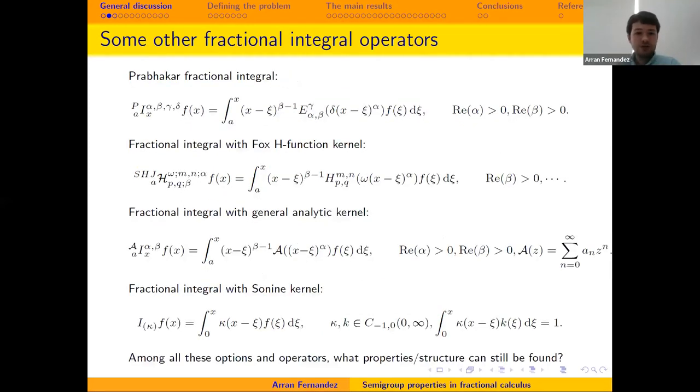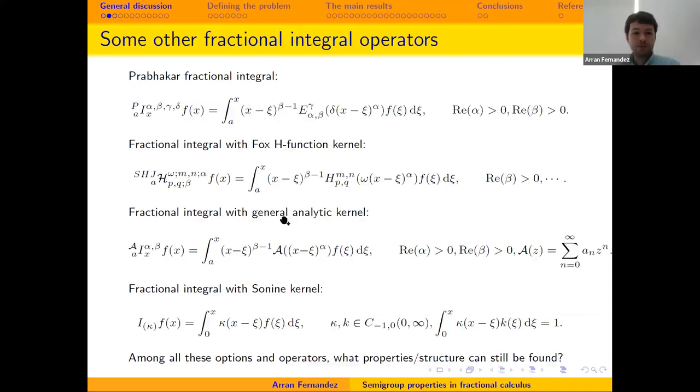Here are some more examples. The Prabhakar fractional integral, I will come back to this, but I just introduce it here. It has 4 parameters, and the 3-parameter Mittag-Leffler function is the kernel. Then there is, as defined by Srivastava, Harjule, Jain, an even more general function, the Fox H-function, which can also be used as a kernel to define a fractional integral.